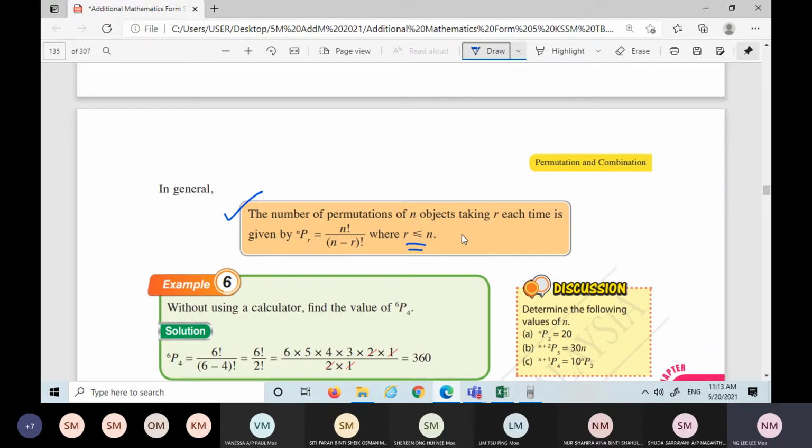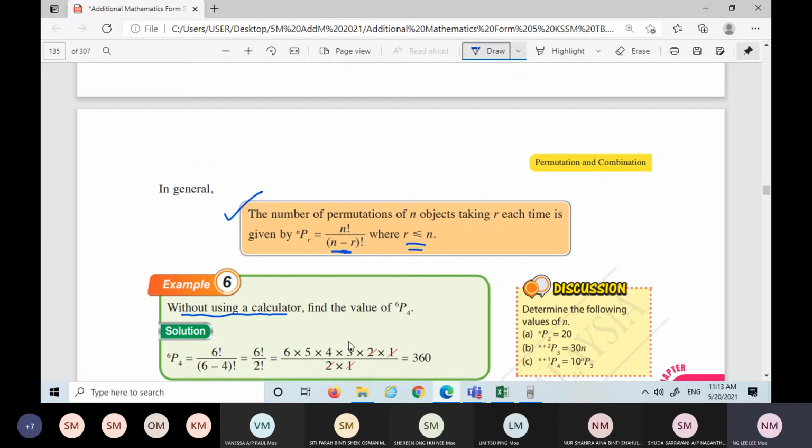Now we look at example 6. Without using a calculator, find the value of 6P4. This one they say without using a calculator, therefore you have to use the formula. So 6P4 is 6 factorial over 6 minus 4, the n minus r here. So it's 2 factorial.